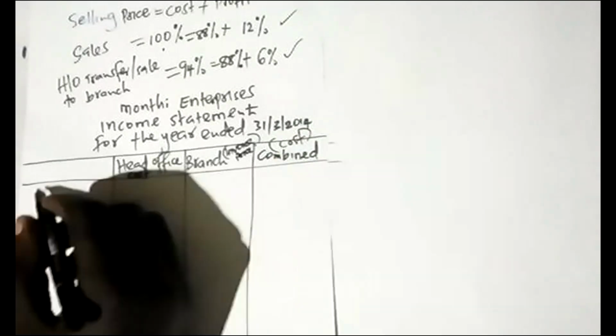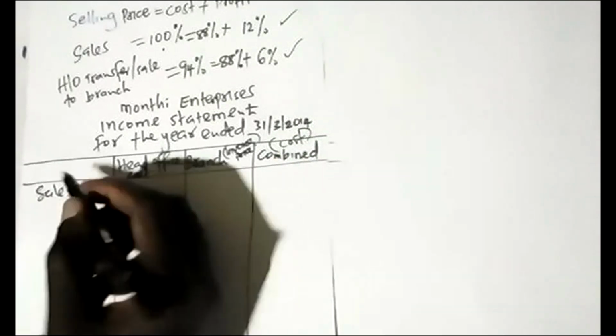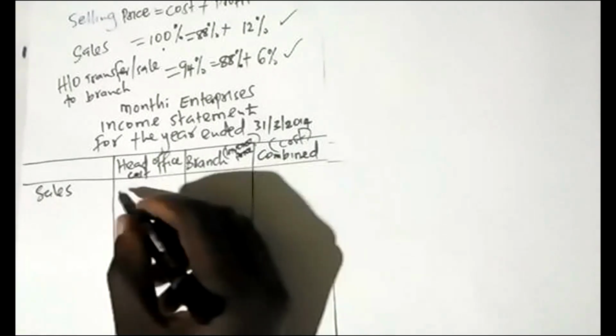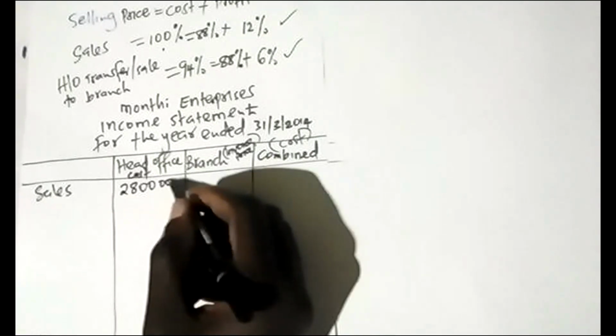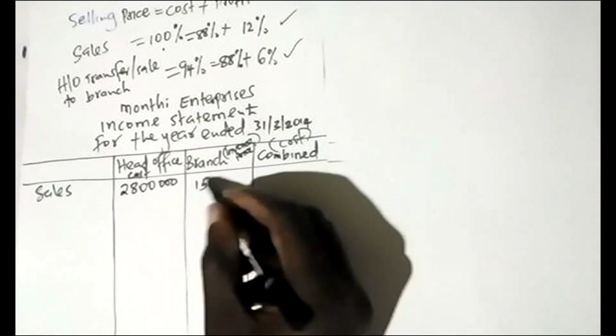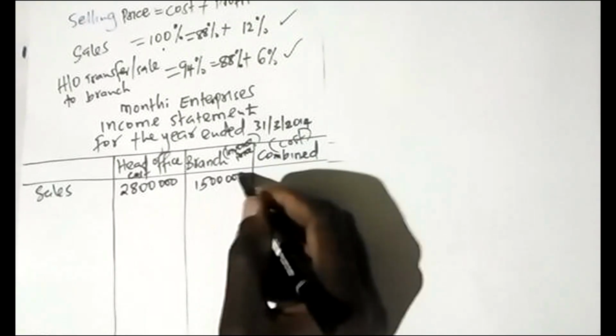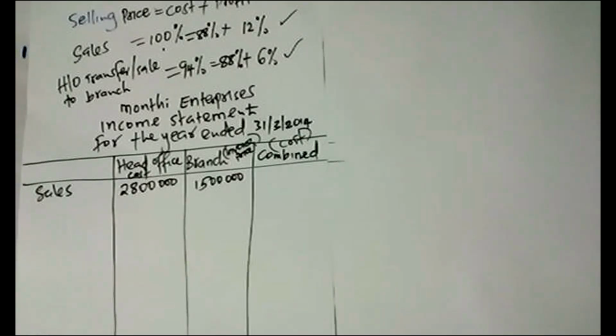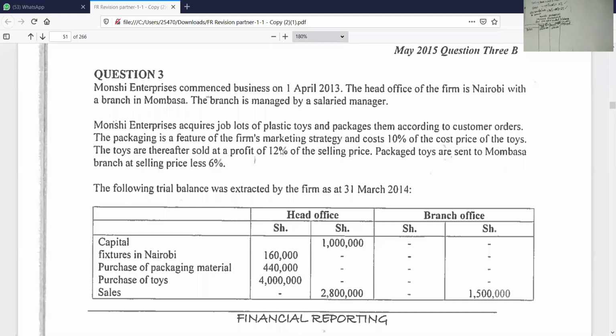So here we have to start from sales. For sales, we have 2.8 and 1.5, and these are coming from the trial balance. When you are going through the question, try to follow your past paper. If you don't have the past paper, I can also assist you. Talk with me, you have my number, the one I shared.